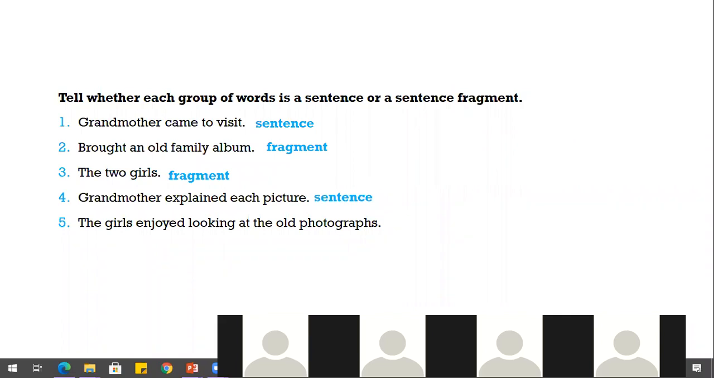Grandmother explained each picture. Sentence. I'm sorry, the screen froze and it put the answer, and that's why I thought we were on number five. All right, it's a sentence. Thank you very much. What is our subject here and our verb? Our subject here is grandmother, our verb is explained, and like that we have the two components for a complete sentence.